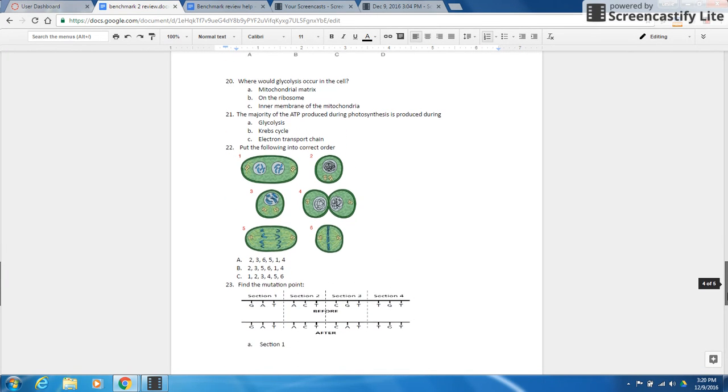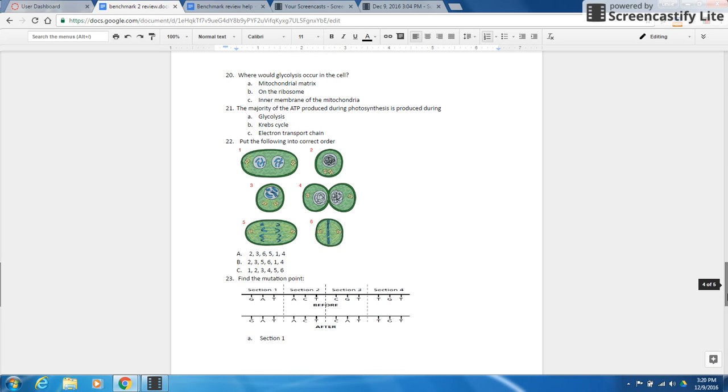Where would glycolysis occur in the cells? So here it is just asking you where in the cells glycolysis would occur, and the answer is in the mitochondria. Well, now you have to decide, is it in the matrix or is it in the inner membrane? Because glycolysis is the first step, we're just into the mitochondria, so this would just be in the inner membrane. The matrix would be later on into the electron transport chain.